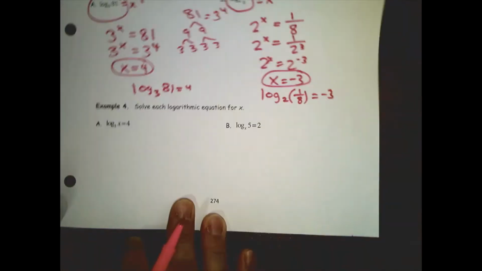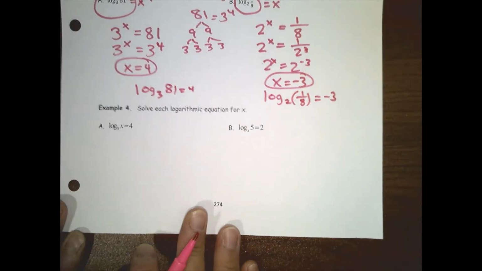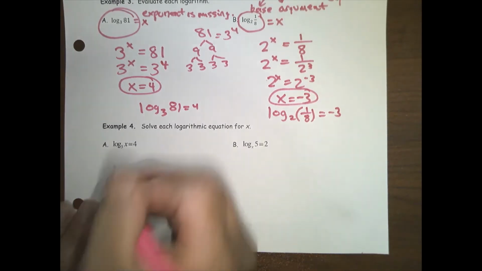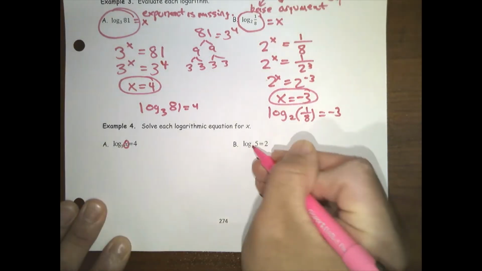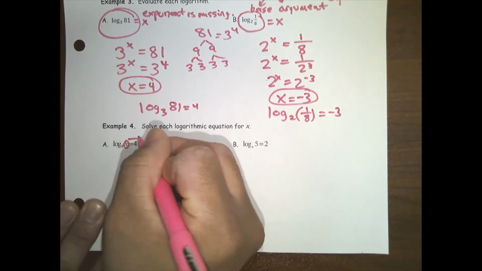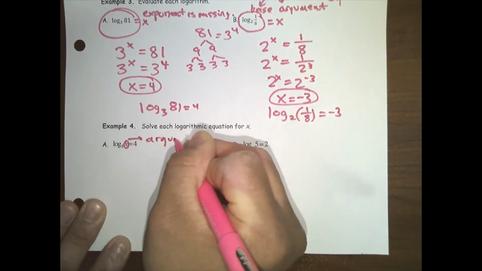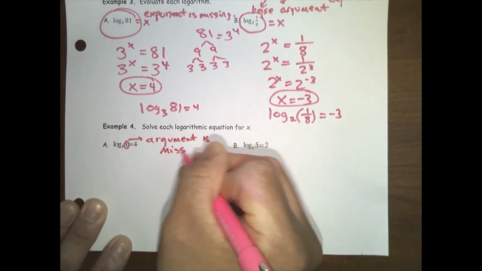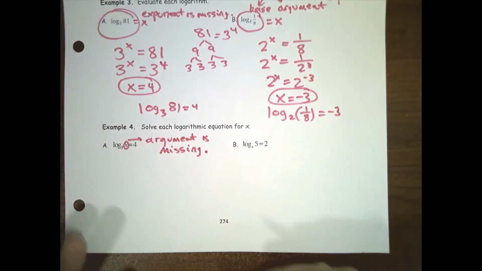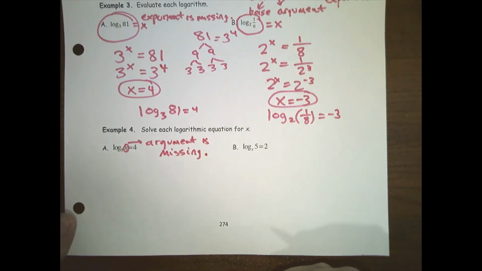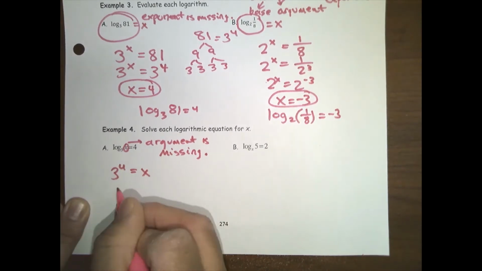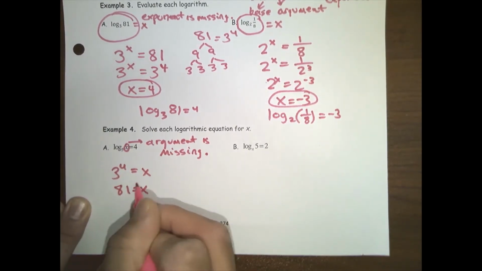All right, let's try another one. Solve each logarithmic equation for x. In this one, the argument is missing. If the argument is missing, that's an easier problem because I can just write it in base to the exponent form. So 3 to the 4th power is x, and 3 to the 4th was 81.